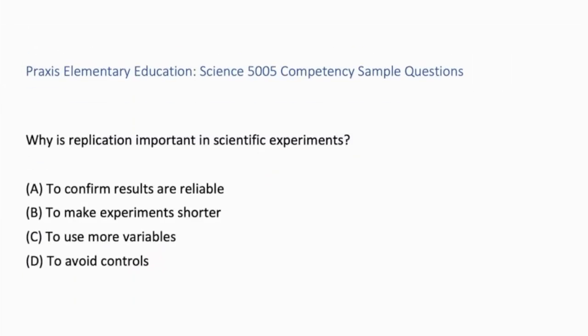Why is replication important in scientific experiments? A. To confirm results are reliable. B. To make experiments shorter. C. To use more variables. Or D. To avoid controls. B. Shorter is incorrect. Replication takes more time. C. More variables is incorrect. Replication doesn't change design. D. Avoid controls is incorrect. Controls are still necessary. The correct answer is A. To confirm reliability. Replication ensures findings are not chance results.